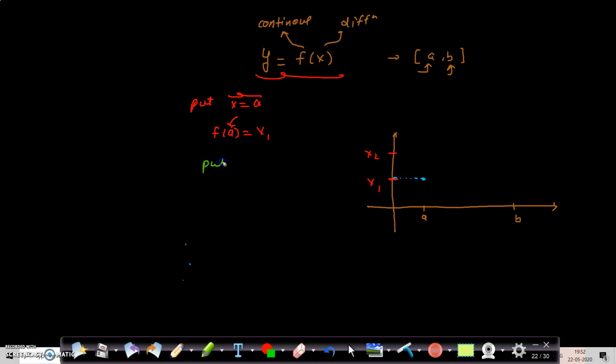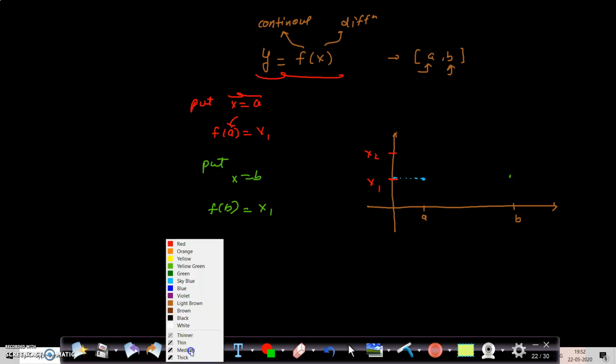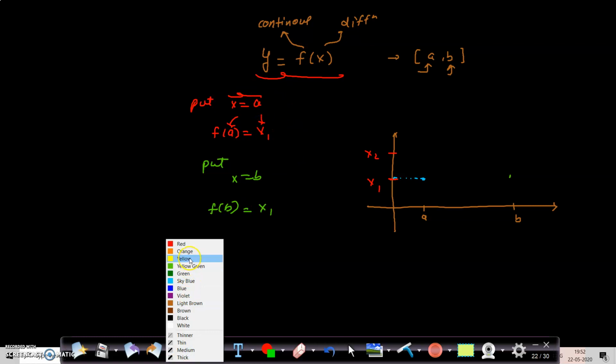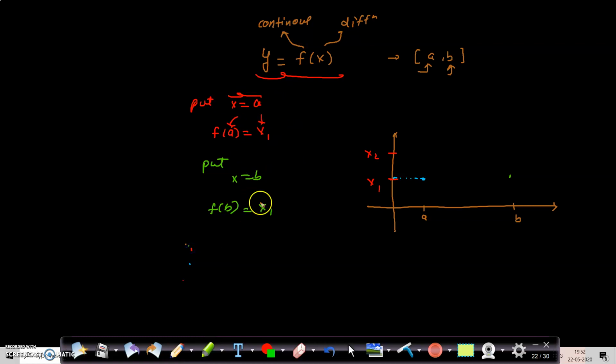Again, you are going to put x equal to B. So suppose you put B. After putting B, you again realized you got x1. So if you are putting B, again you got x1. That means the same answer you got. Okay, that is one thing we observe here. On x equal to A, if you put, you got x1. If you put x equal to B, again you got x1. That means on these points we got the same answer.